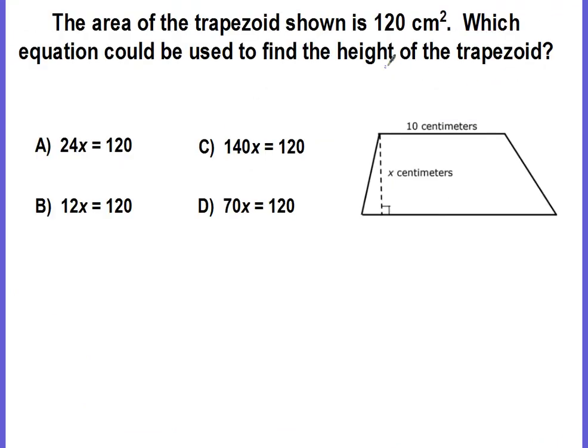The area of a trapezoid shown is 120 centimeters squared. All right, so this time we know the area. It's 120 centimeters squared. Which equation could be used to find the height of the trapezoid? So we're looking for the height.